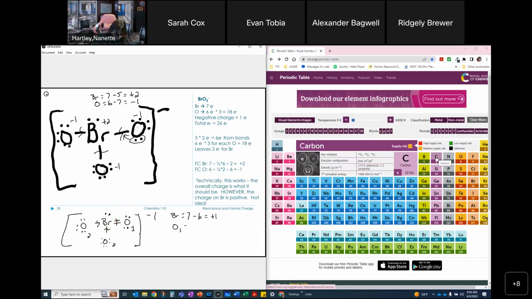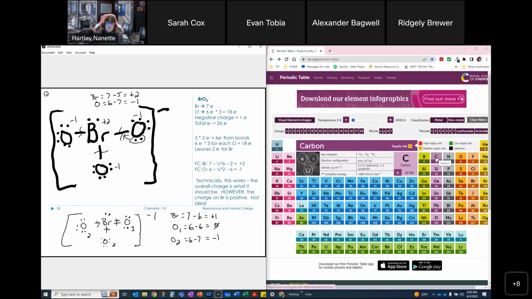Oxygen number 1 should have 6. 2, 4, 5, 6. That's a 0. Oxygen 2, I should have 6, and I have 2, 4, 6, 7. And so there's a negative 1 there. And so again, the overall charge works, but I'm still not minimized on charge.